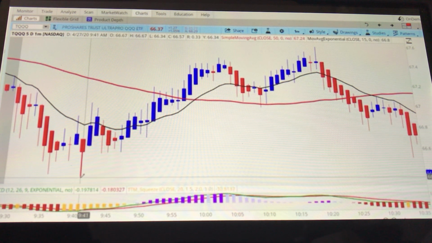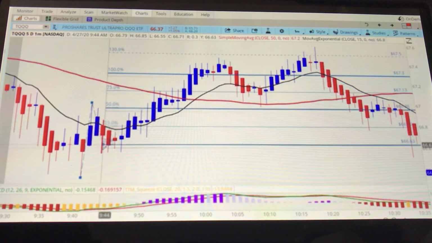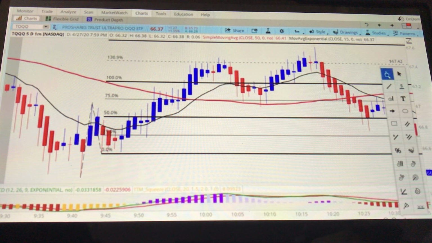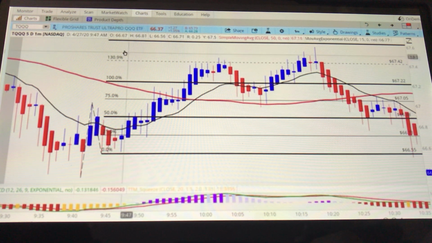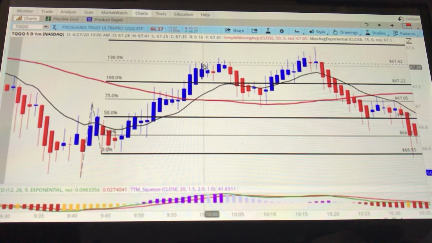This is the beginning of the move, right? The bottom of the flagpole, and top of the flagpole, bottom of the flag. And where did price stop? On the absolutely wonderful and amazing 130.9% Fib extension. Boom, boom, boom. Right? Hit it. Came back down.